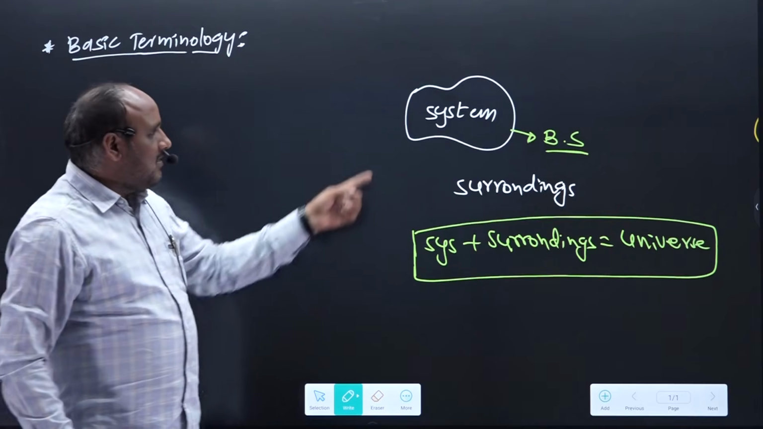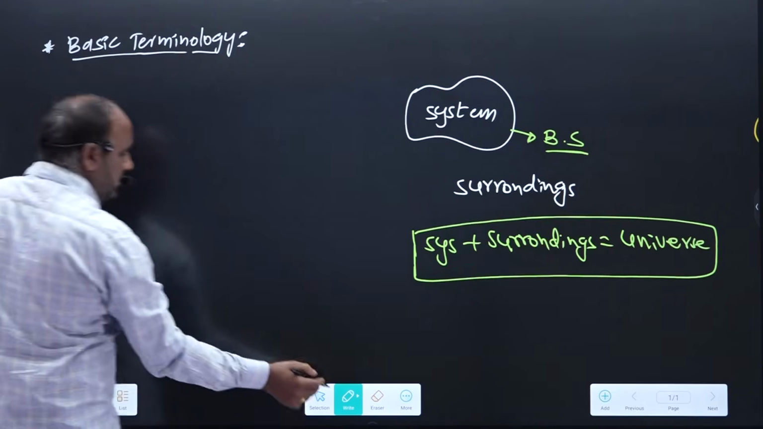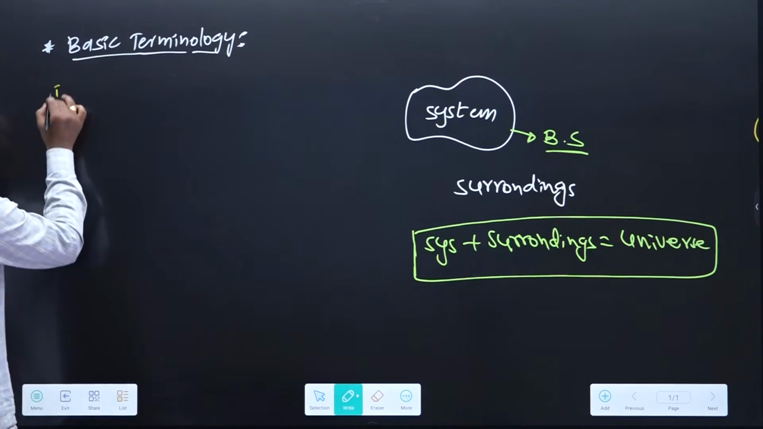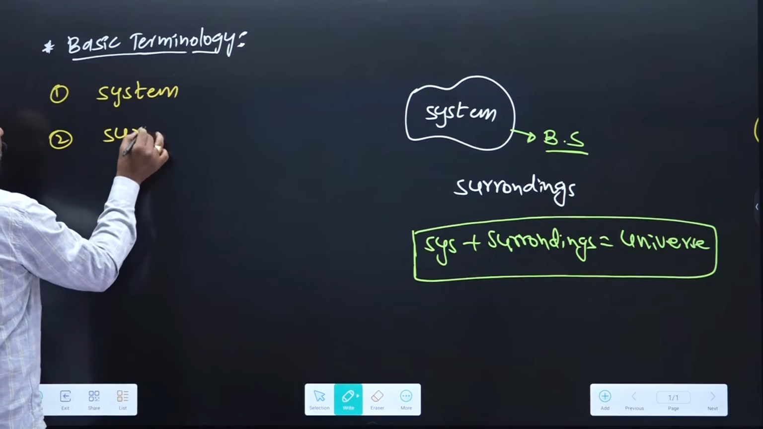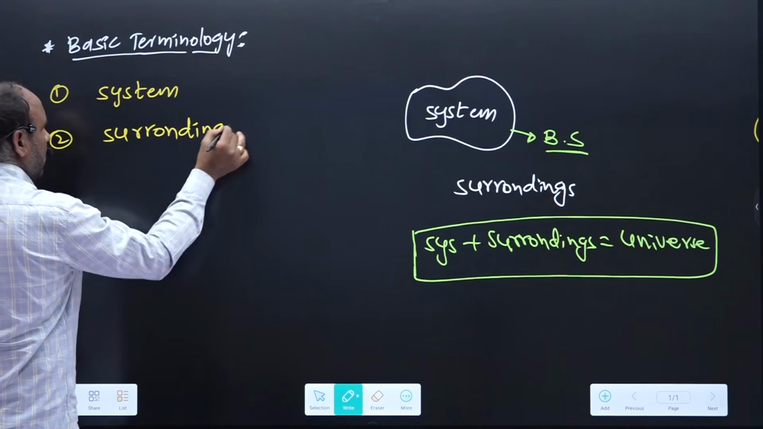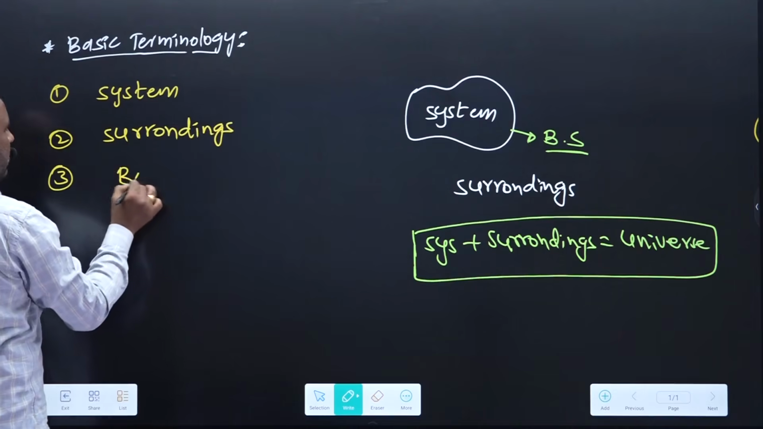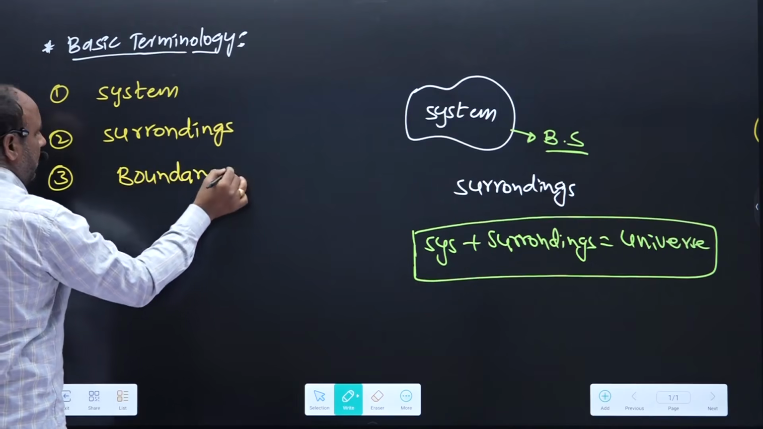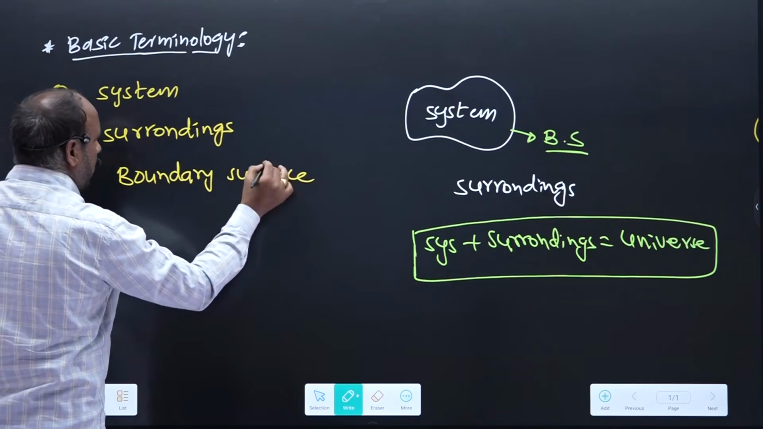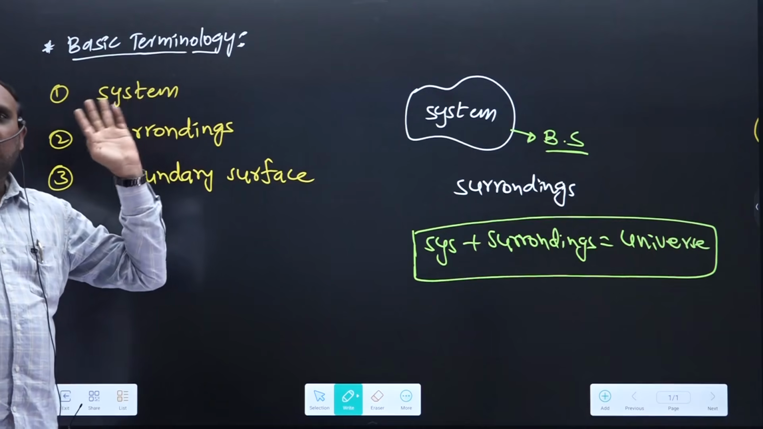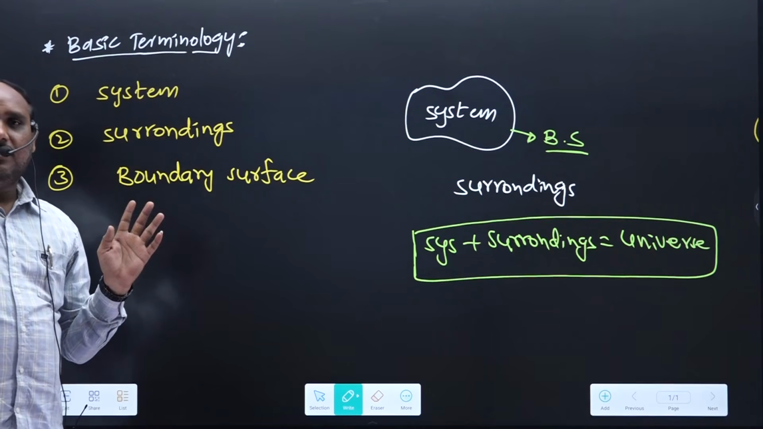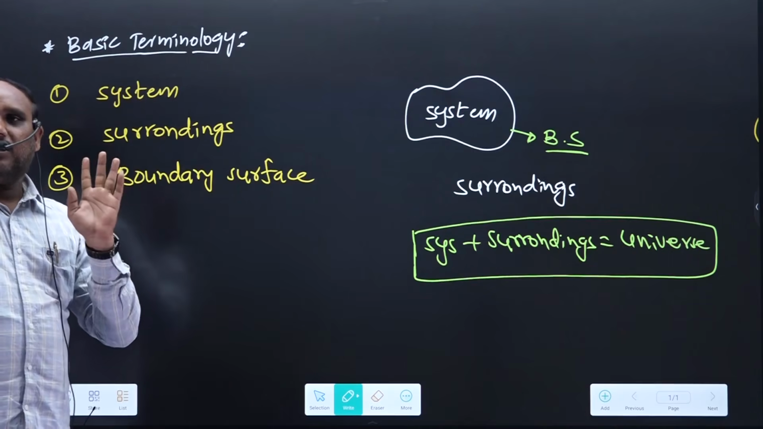So what are the terms involved in this? Three terms are there. The first one is system, the second one is surroundings, and the third one is boundary surface. We have to understand these three terms clearly. The entire thermodynamics will be based on the system only. Whatever system we consider, that part will be under our observation or study.